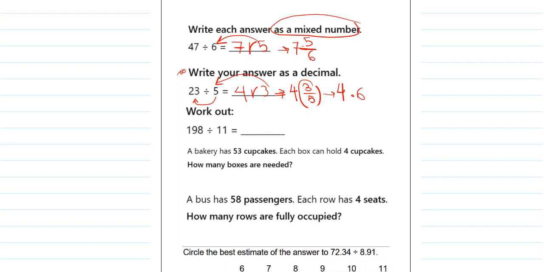Here you can divide 198 by 11. Let's first write the multiples of 11: 11, 22, 33, 44, 55, 66, 77, 88, 99, and after 99 it will be 110.